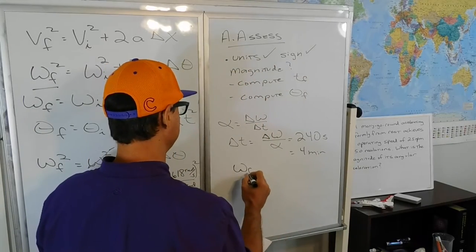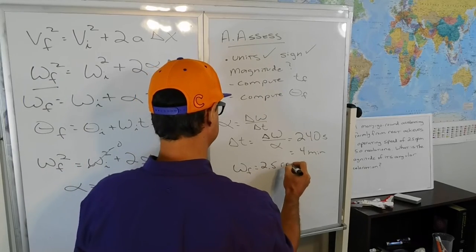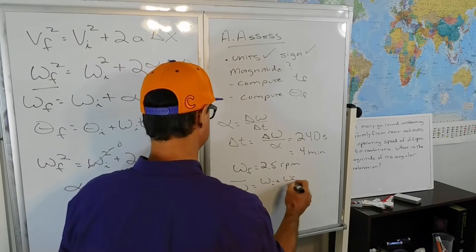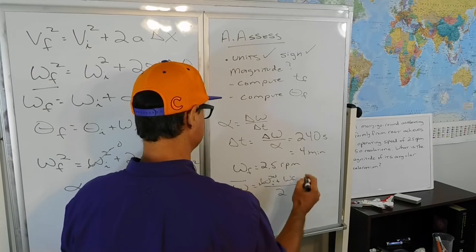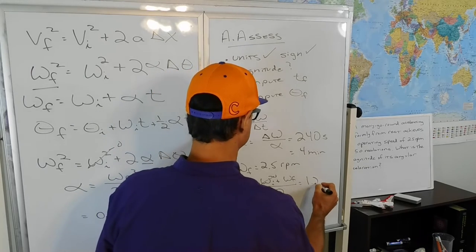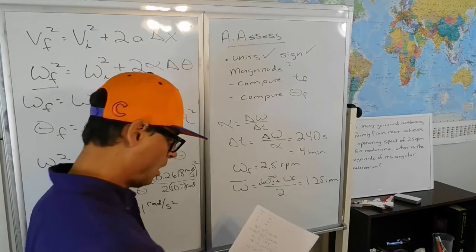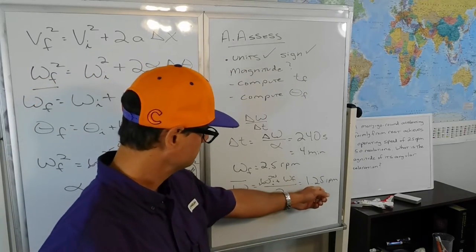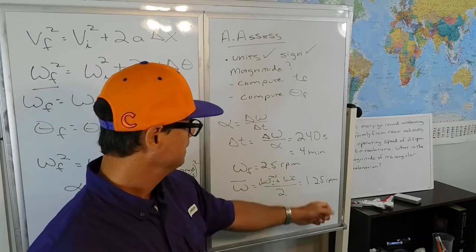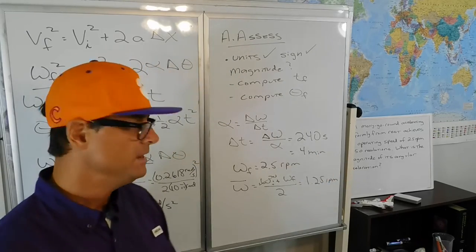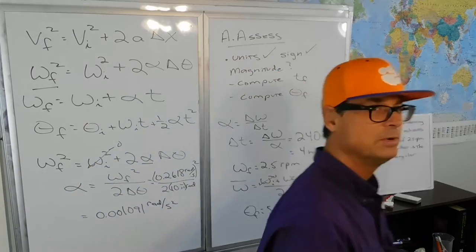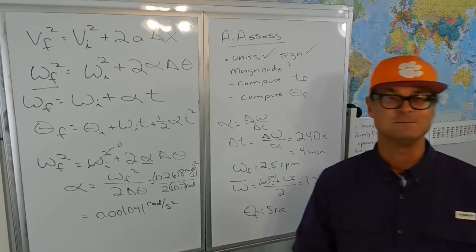We recall also that omega final is 2.5 RPMs. Now think about omega average, right? That's omega initial plus omega final over 2. Recall omega initial is 0 because it starts from rest. So the average angular speed is 1.25 RPMs. All right, so now our average angular speed is 1.25 RPMs for 4 minutes. So 1.25 rotations per minute for 4 minutes implies that theta final is 5 rotations, which is what we were given at the beginning of the problem. So our assessment checks out.